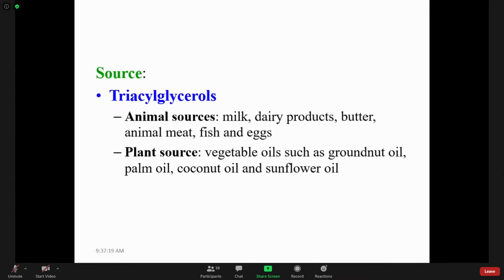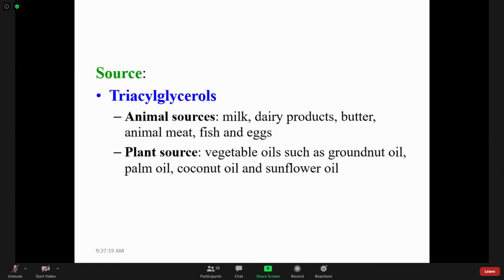Triacylglycerol we can get from animal sources as well as plant sources. From animal sources we can get it from milk, dairy products, butter, animal fat, fish, and egg.